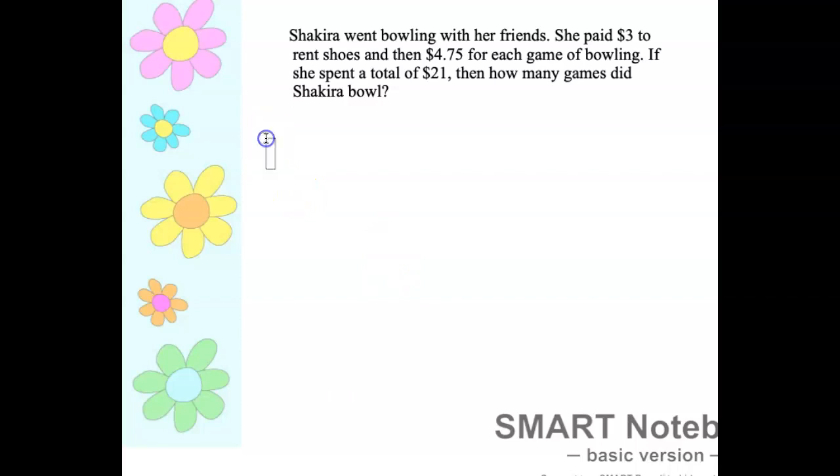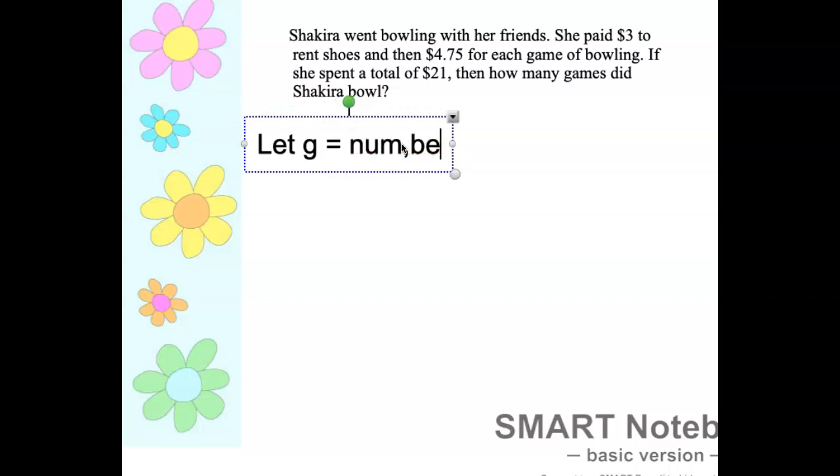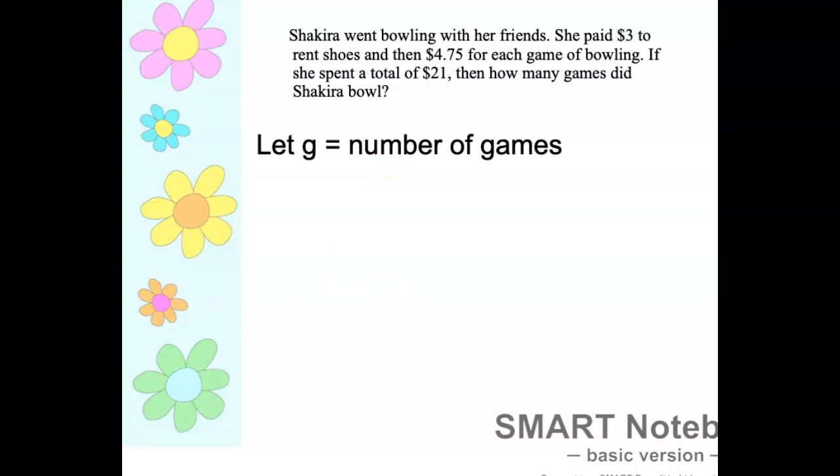In this case, since our question is how many games did Shakira play, let g be the number of games. Then we could write the equation that represents that scenario. She paid $3 plus $4.75 for each game. So I could say 3 plus 4.75g, and then she spent 21. So let's see how many games she was able to play.